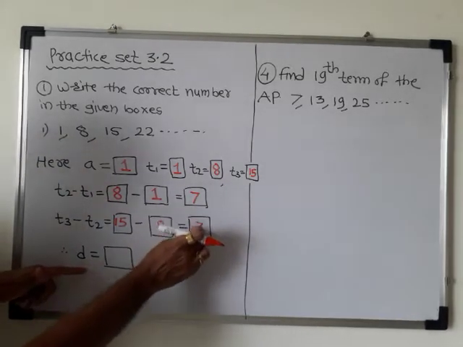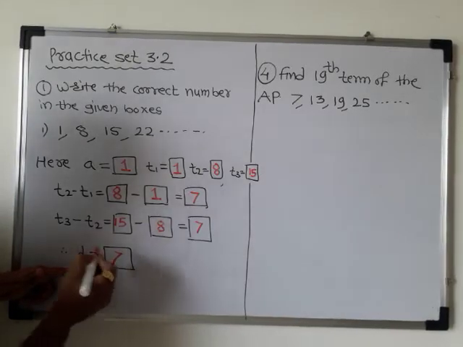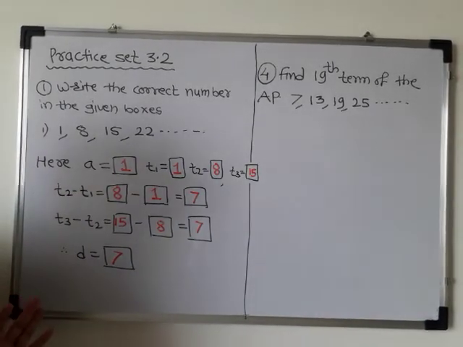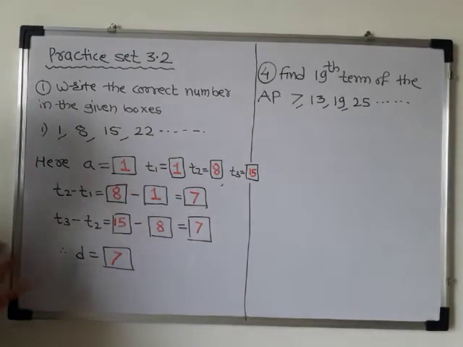Therefore d is equal to, this is the answer 7. You have to write like this. We have to solve the activity based sum.